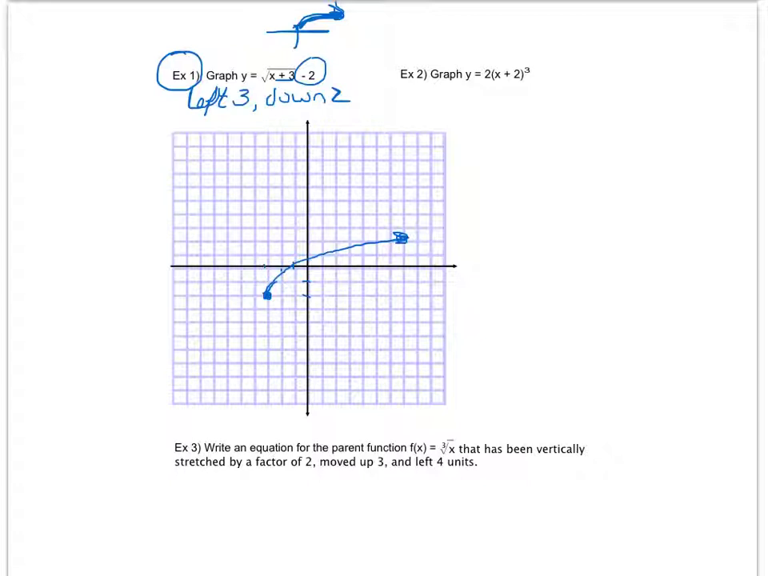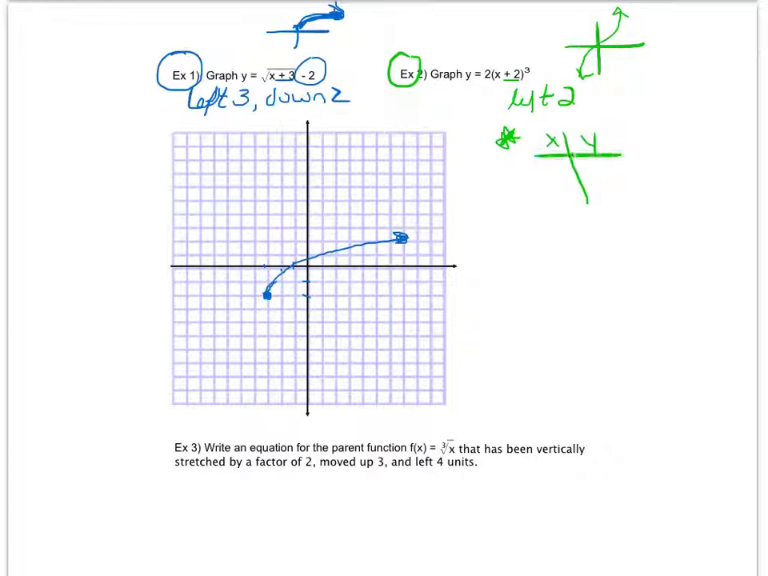On example 2, I'll do that one in green. Now I have a cube function. My cube function generally looks like this when referring to the parent function. But now, because of the 2 out front, it's going to vertically stretch. And I'm going to describe how that happens by talking about the y values. And then I'm also, since I'm adding to the inside, going to go left 2. When we talk about vertically stretching, because it's going to be very hard to see on these graphs, I just want to talk about what's happening to our x and y values.